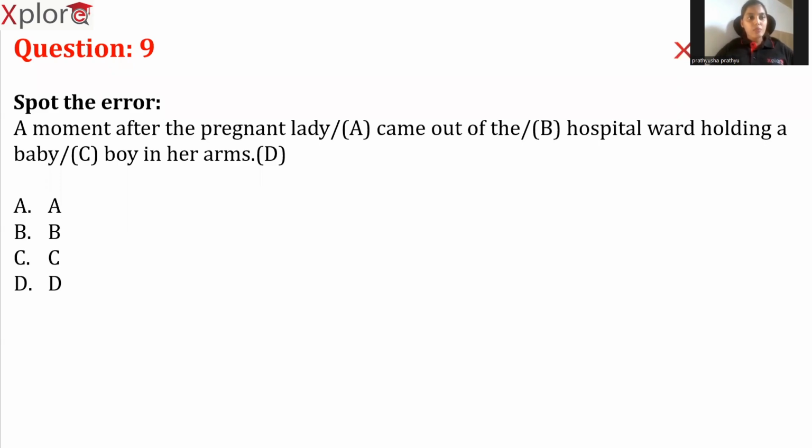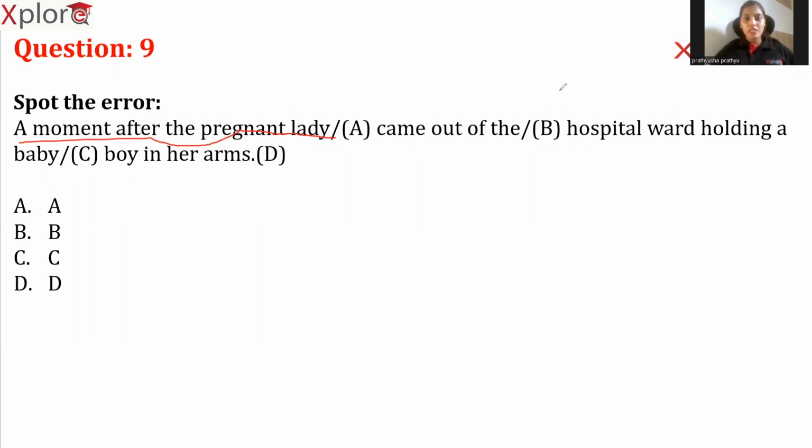Spot the error. A moment after, the pregnant lady came out of the hospital ward holding a baby boy in her arms. Let's check where the error is. Came out of the hospital refers to the past tense and there is no error in it. Holding a baby boy in her arms. Parts B, C and D consist of no errors. So the incorrect part is part A.